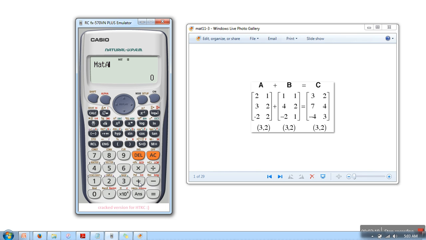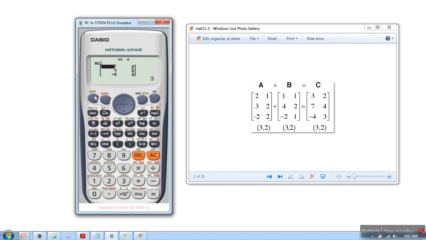So we will press plus. Now we need to refer to matrix B. So we will again press shift 4. For matrix B, we need to press 4. So matrix A plus matrix B, equal sign. So this is the output.